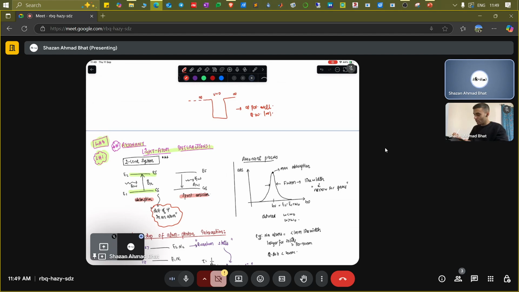So let's say this is the potential, and let's say this is x. When you solve the Schrodinger equation, and when we are talking about the Schrodinger equation here, this is the time-independent Schrodinger equation.